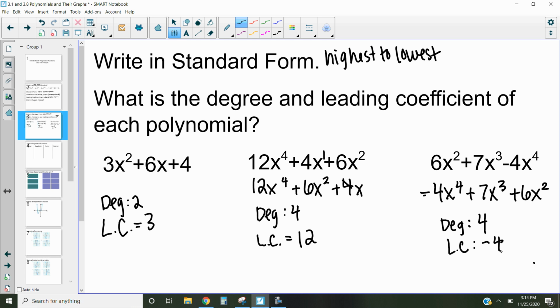Please check out the next video in which we'll talk about some really common types of polynomials, what they look like, and some of their specific characteristics.